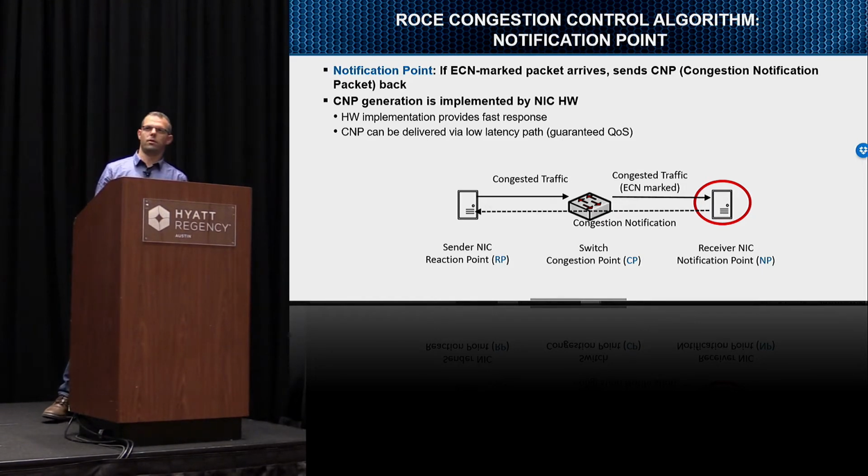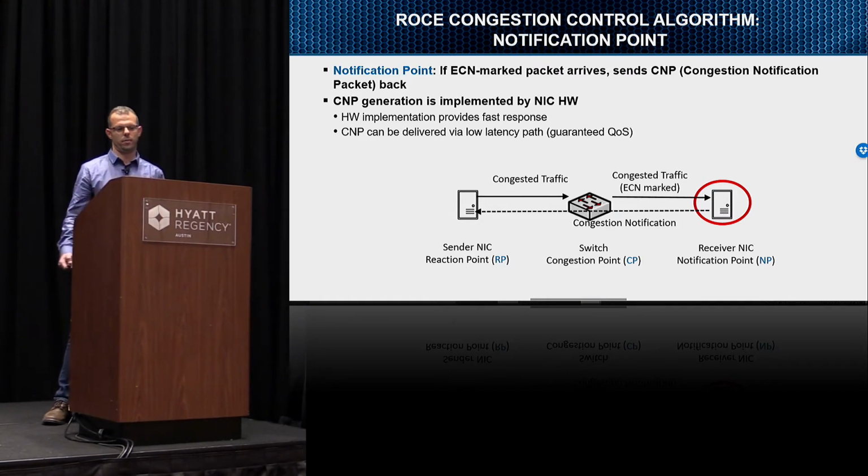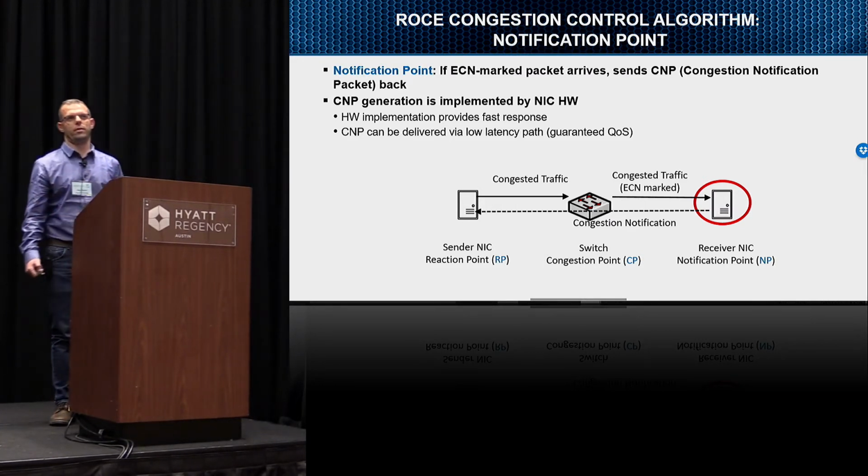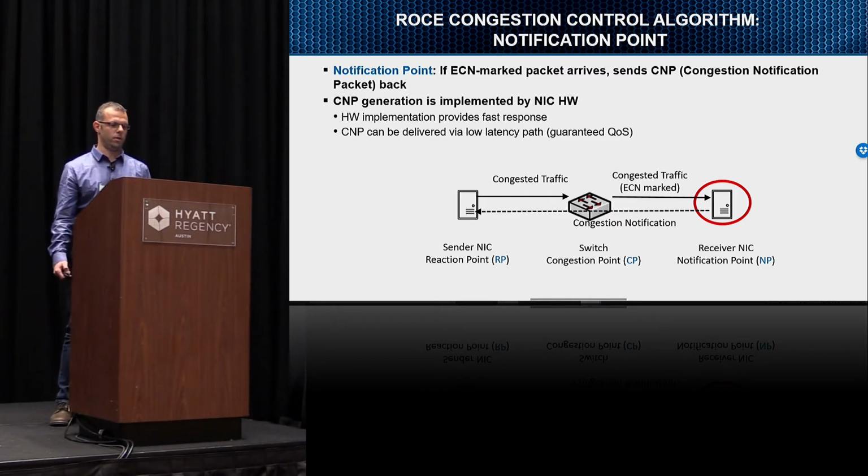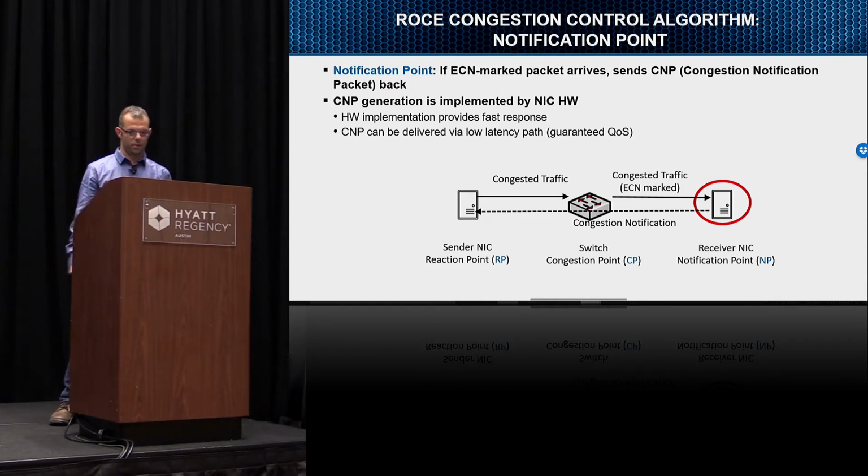An additional attribute of CNPs is the ability to assign a specific different priority to CNPs rather than to data packets. With appropriate end-to-end quality of service configuration in the network, they can also be delivered on fast guaranteed service paths with low latency, such as can bypass the congested queue in the network. So we can generate CNP packets fast, and transmit them to the other side of the network fast.